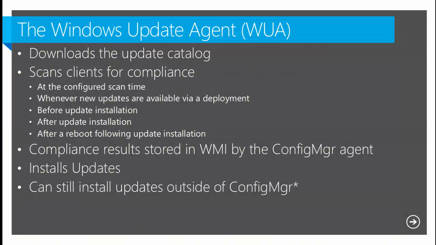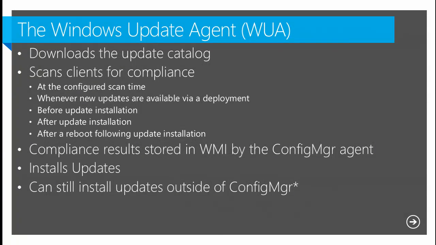Okay, so kind of the final trip is what happens on the client for all of these things. So we have another component involved. It's the Windows Update Agent. It's the one that actually downloads the update catalog from WSUS. The Windows Update Agent has been part of Windows since Windows 2000 Service Pack 4, I believe, maybe 3. It's been a while. It's the one that actually downloads the catalog. It's the one that actually does our scans. It's the one that actually does our installs, right?